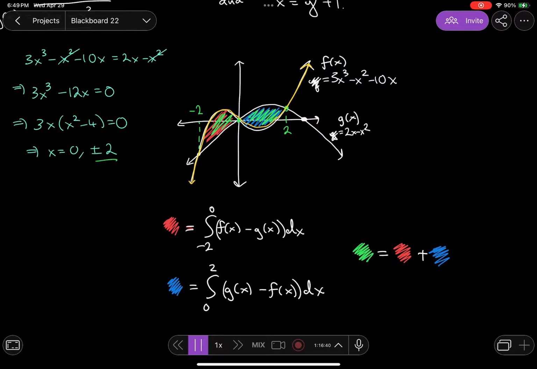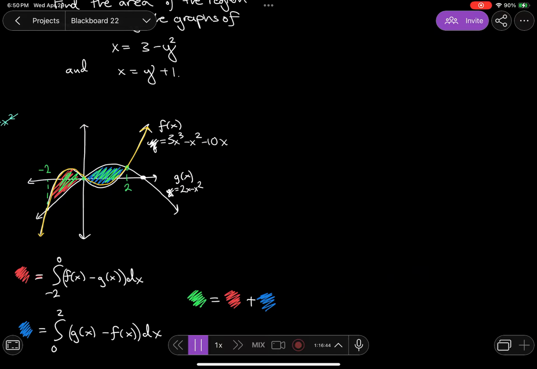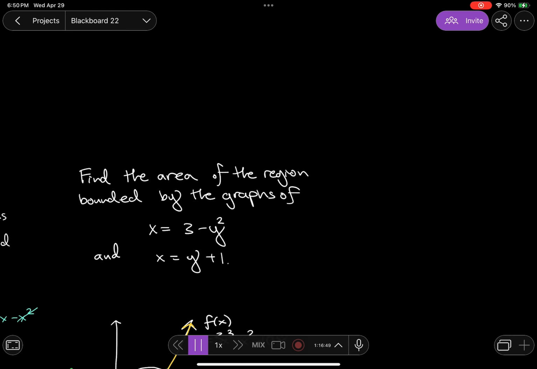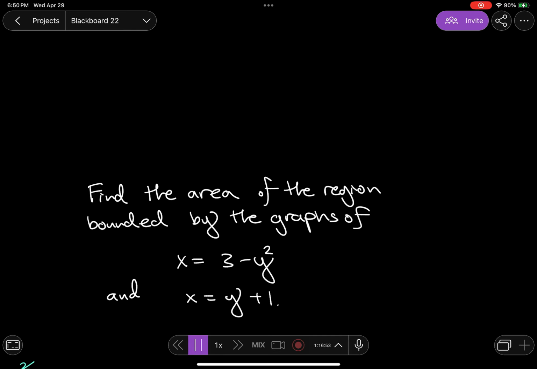Easy integration to find that area there. I would seriously suggest you do it, but I want to keep this video relatively short. There's one more topic we need to discuss, and it's this question right here. I've drawn all over the space for this question. I have the area of the region bounded by the graphs of x equals 3 minus y squared and x equals y plus 1.